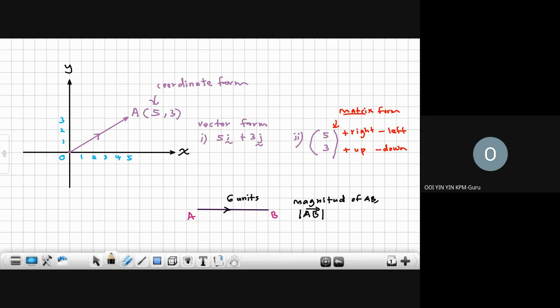Now all this magnitude of AB, we can use in mathematical form. No need to write the words, just use this symbol, like a modulus and then your vector AB. Now your magnitude here, for this horizontal line it is easy. No need to use Pythagoras theorem. You just count how many unit boxes. So the unit is 6. The magnitude is 6.